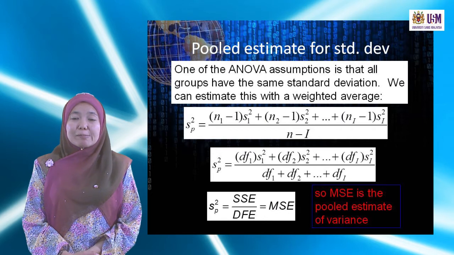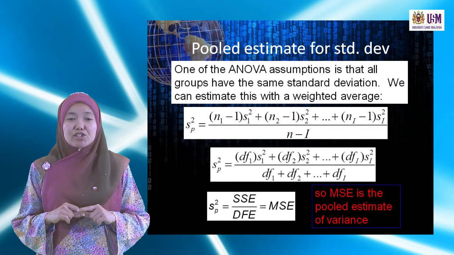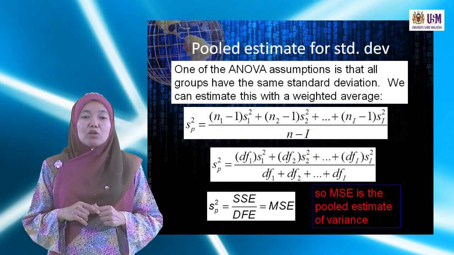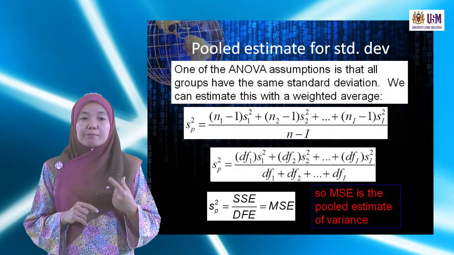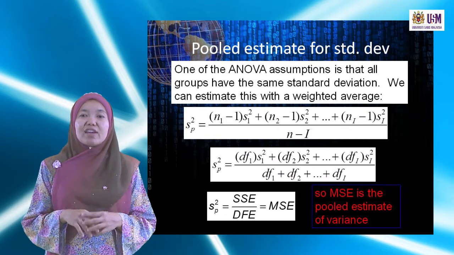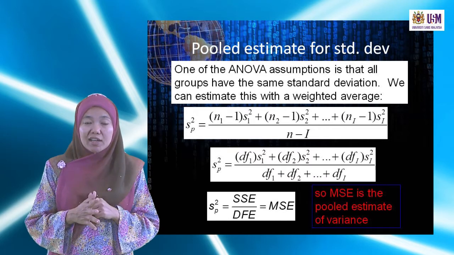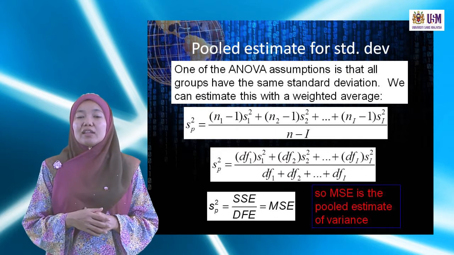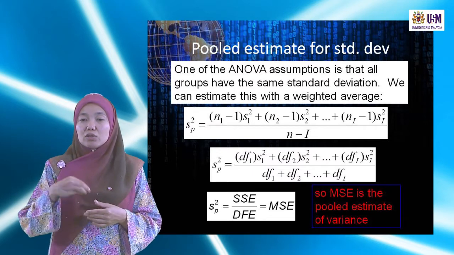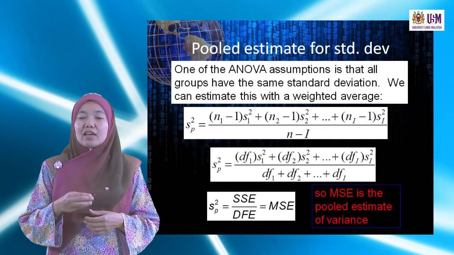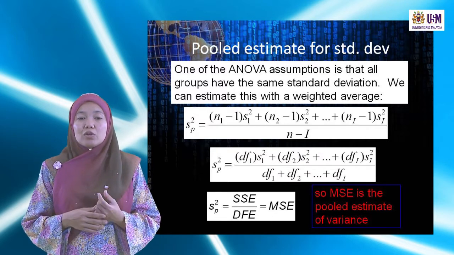Now we're going to look at the pooled estimate for standard deviation. One of the ANOVA assumptions is that all groups have the same standard deviation, so we can estimate this with a weighted average. For the variance of the pooled estimate, instead of S, I'm going to use S squared, where P stands for pooled, that means combined variance. It equals the sample size of group 1 minus 1 multiplied by the variance of group 1, plus the sample size of group 2 minus 1 multiplied by the variance of group 2, and so on until the last group I, Ni minus 1 multiplied by the variance of group I. You divide all of these by N minus I, where I is the number of groups.